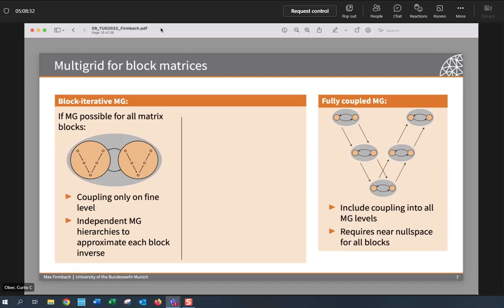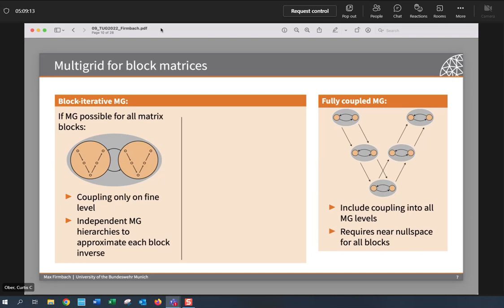In the next slide, I will talk about how we use multigrid for this. For us, there basically exist two flavors of multigrid. On the right side, we have the fully coupled multigrid method, which means we take our block matrix and project it onto the coarser levels, which includes the coupling of all the matrix components on all levels, also of the off-diagonal terms. And this, of course, requires the near null space to be known for all blocks. We will later see that for the beam discretization, this is not so trivial to calculate.